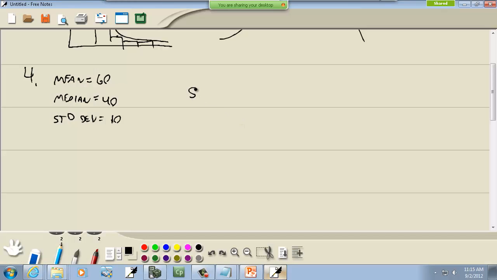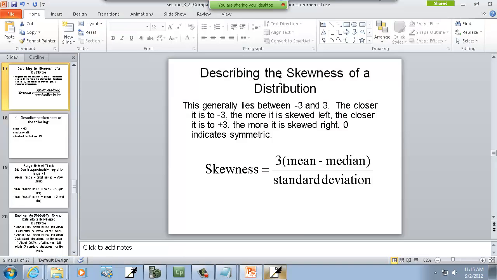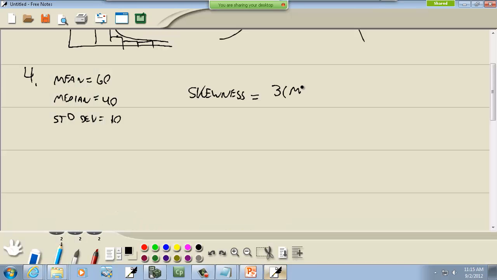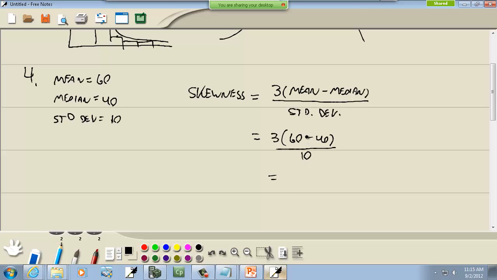Okay, so our skewness is equal to 3 times your mean minus the median, divided by standard deviation. Okay, so mean was 60 minus the median, which is 40, over standard deviation, which is 10. 60 minus 40 is 20, times 3 gives us 60, so we got 60 over 10, or 6.